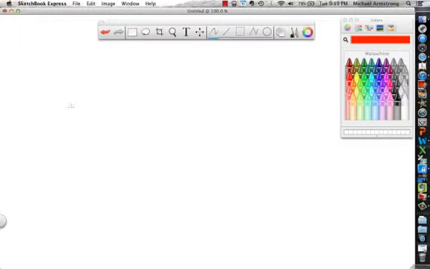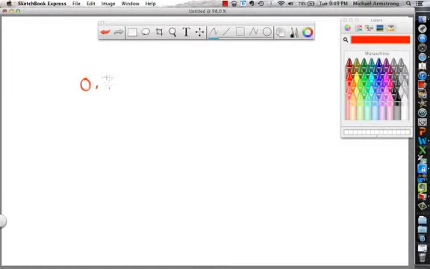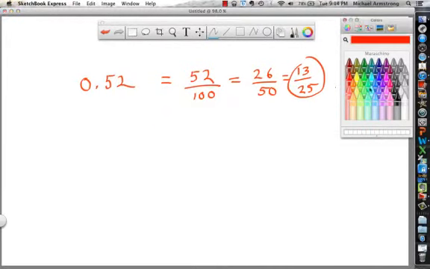Hopefully it's not too much. Well, let's make it easier. 0.52. Okay, 0.52 is 52 hundredths. 0 and 52 hundredths looks like that. One method is to just cut it in half, divide by 2. 52 divided by 2 is 26 over 50. But that means we're not quite done. We can cut that in half again. 26 in half is 13 over 25. That would be our final answer.